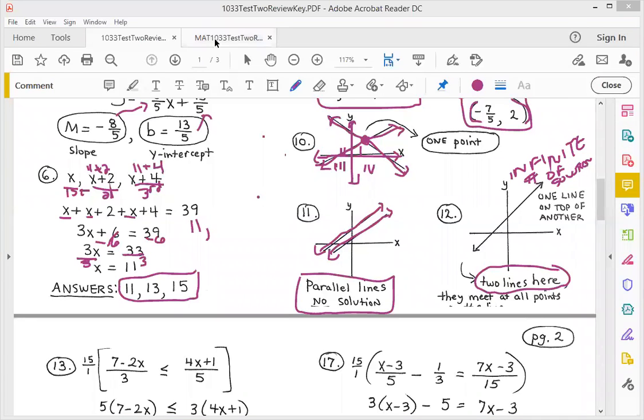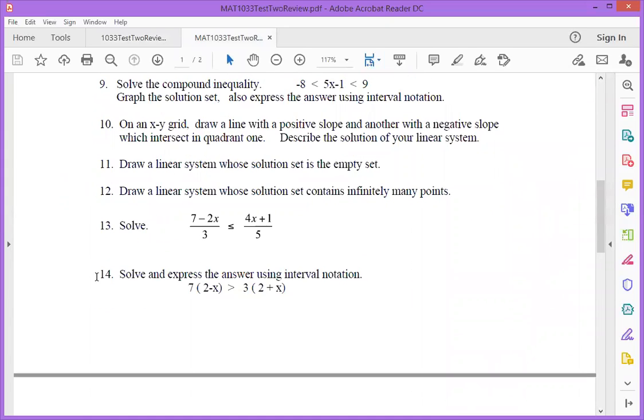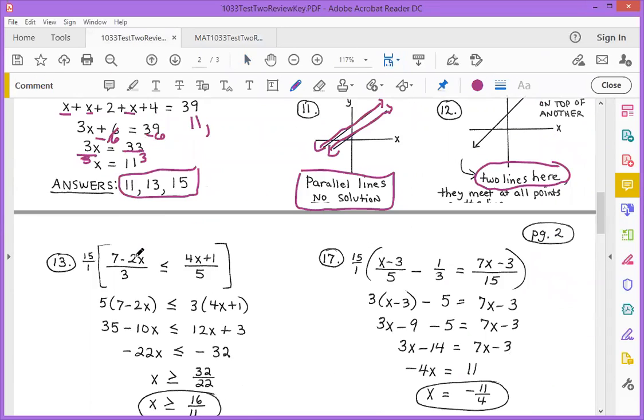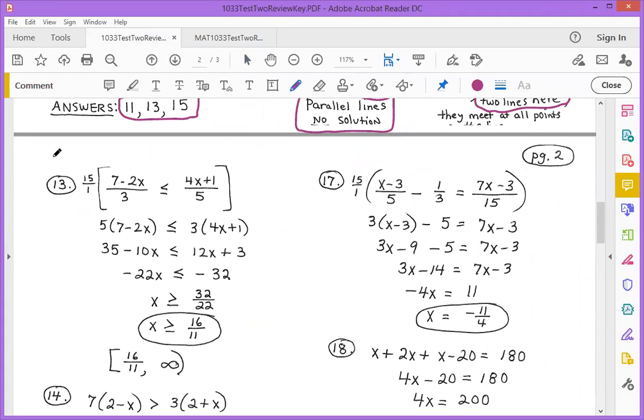All right, let's look at number 13. We're solving this inequality: (7 minus 2x) over 3 less than or equal to (4x plus 1) over 5. Now, given that we have 2 different denominators, in order to get rid of the fractions, we have to find the least common multiple, this time between 3 and 5.